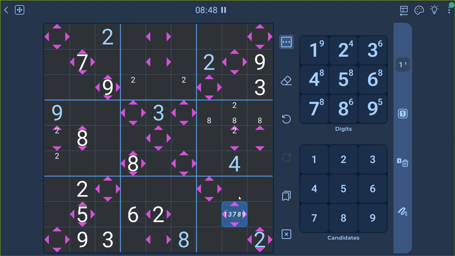If we look at the column, the 8 cannot be in column 9. So therefore, this cannot be a 9. This cannot be a 4. Therefore, the 8 cannot be in row 4.